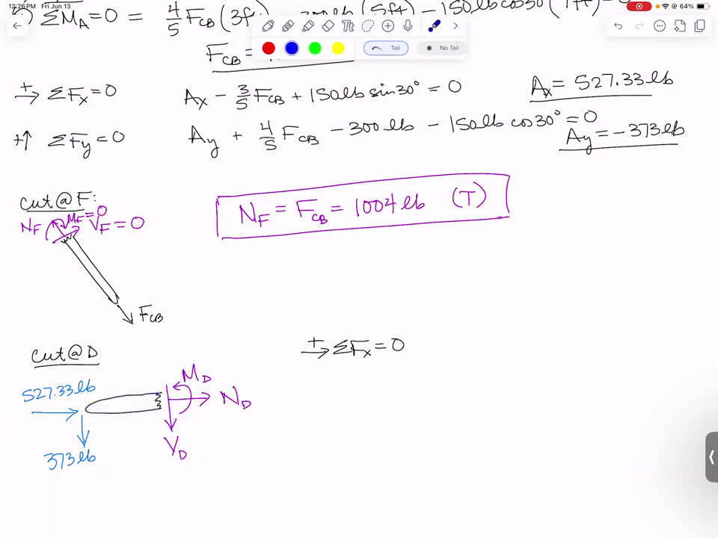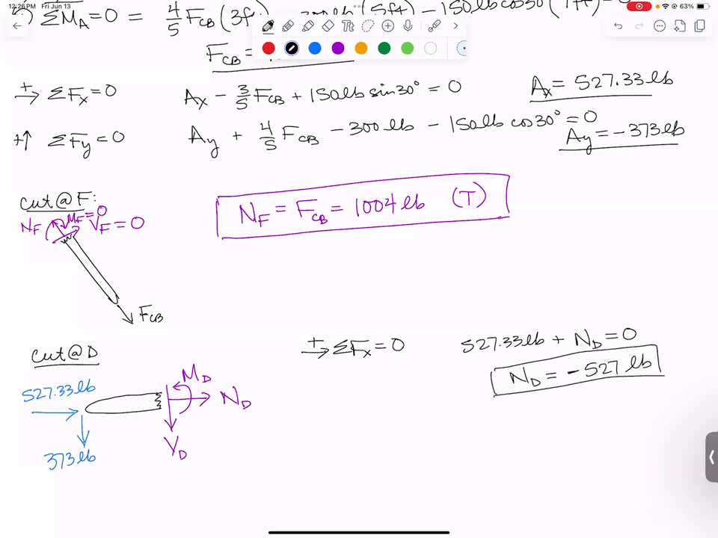So when we sum, we just need to add up everything equal to 0. So doing that, we get 527.33 pounds plus ND equals 0. So ND comes out to be minus 527 pounds, rounding it. And what that negative means is compression.